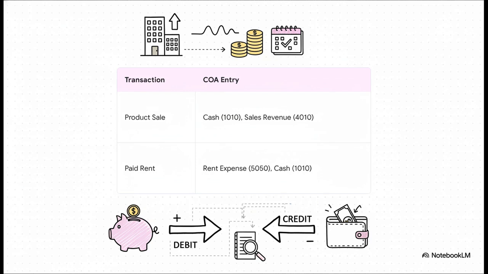So when your business pays its monthly rent, the accountant doesn't just jot down "spent money." No, they record an increase, a debit, to account 5050 rent expense, and at the exact same time, they record a decrease, a credit, to account 1010 cash. This ensures that the accounting equation, assets equals liabilities plus equity, always remains in balance. It's a brilliant self-checking system, and it's the bedrock of all modern accounting.